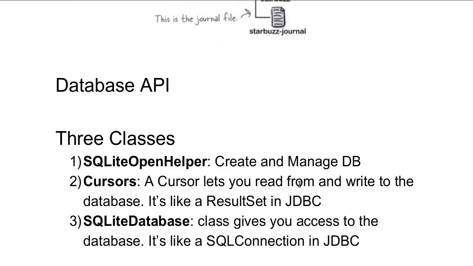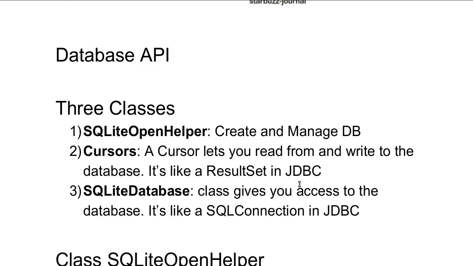So this is the database API. If you already know other database drivers or database APIs, then this API will be very familiar to you. As you know, we have JDBC connectivity in the case of Java applications. Similarly, we have some classes. Database API means application programming interface. It means we need some classes to connect with the database. We need only three classes for the basic purpose. The first class is SQLiteOpenHelper. The first thing we have to do is create and manage the database.